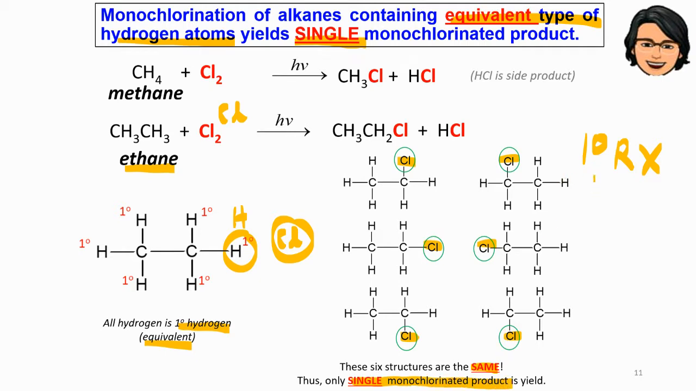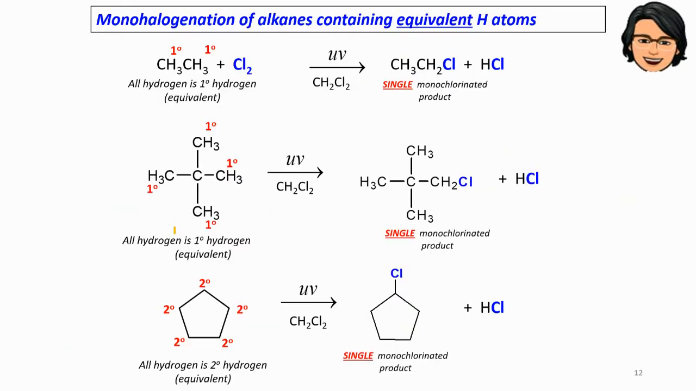It is not that I can only use primary, secondary, or tertiary. When it is a single monochlorinated product, it means it is either primary, secondary, or tertiary. Let's look at another example. Let's go for a secondary hydrogen where all of them are equivalent.